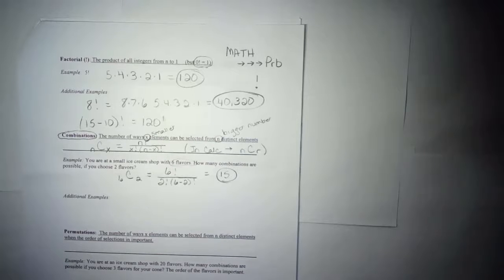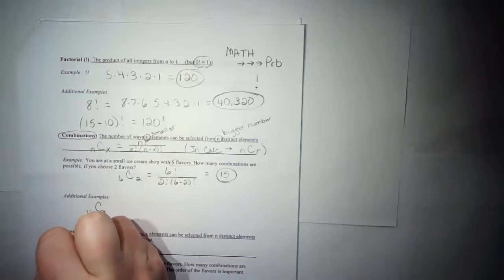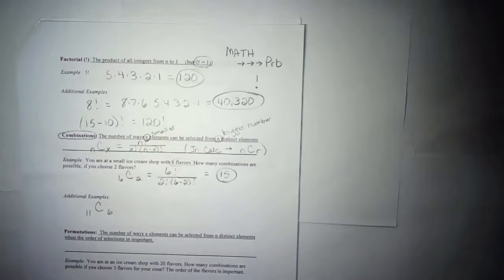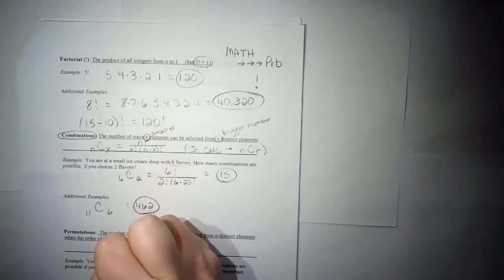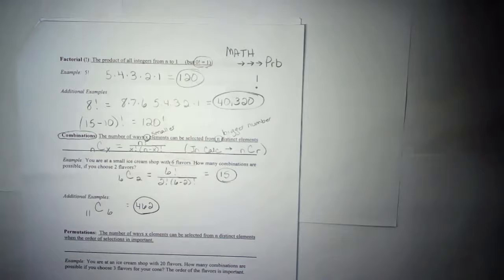All right, let's try one more. How about 11C6? What if there were 11 choices and you wanted 6 of those choices? Just to see what you come up with, I have to put 11 first. Going over here, 6. I get 462. There we go, and there's my answer.